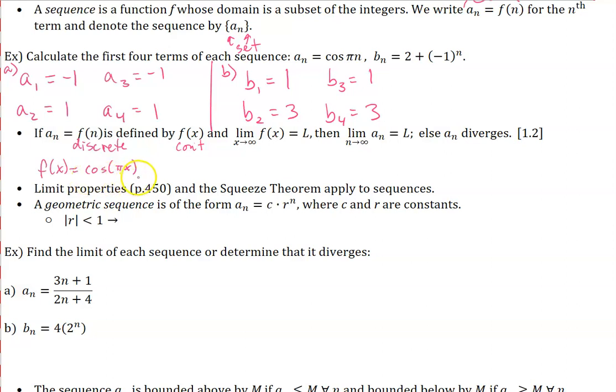Now, for this particular example, the limit as x approaches infinity of this does not exist, so we would say that this one diverges, okay? So we'll say the limit does not exist, so a sub n diverges. Same thing with b. This one is just jumping back and forth. As a function it does not have a limit, so it also diverges. And the important conclusion here is that the sequence behaves like the function.